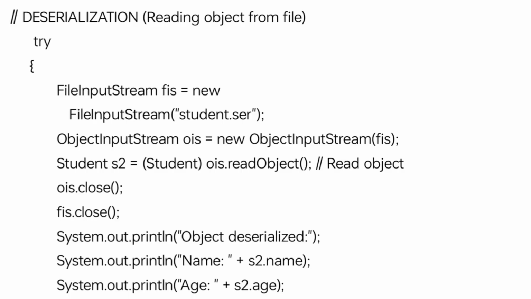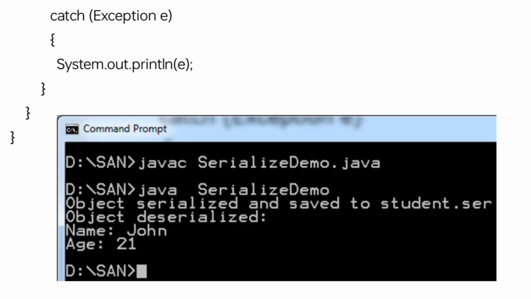Next, deserialization, that means reading the object from the file. So here we use FileInputStream and ObjectInputStream. Using these, we can read the object from the file and do the deserialization. So after deserialization, we get the original information of the student, like name and age. So this is the output.